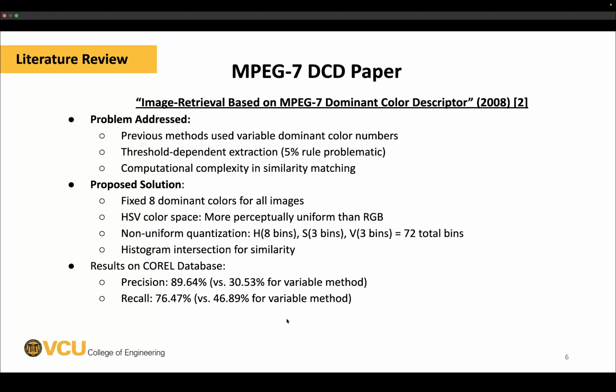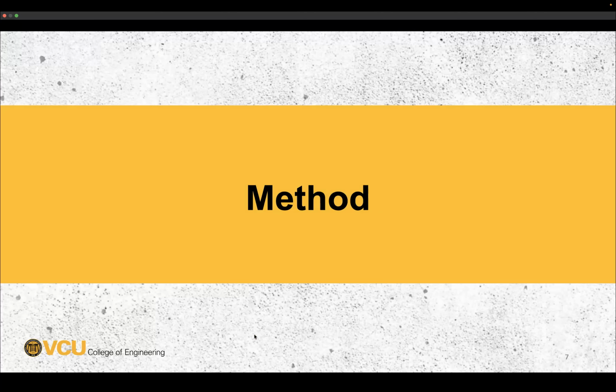This paper and the authors demonstrated that constraining the feature dimensionality can, almost ironically, improve retrieval accuracy by ensuring consistent metrics that are comparable. So this paper helped us in our implementation when we decided to use a fixed 64-bin histogram rather than other strategies.